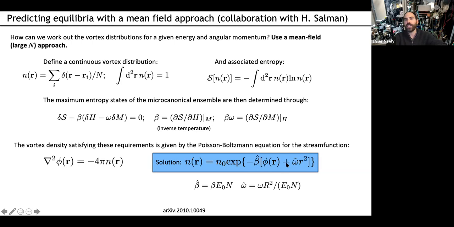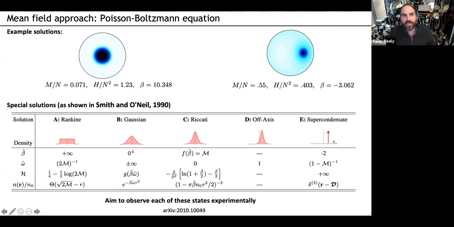But here's some example solutions, which look like the schematic that I showed earlier. These are for particular values of beta, and sorry, I didn't write what omega are for these two, which I should have. These are, for example, one of the axisymmetric solutions for a particular angular momentum and energy, and then for a different angular momentum and energy, it predicts an off-axis equilibrium solution.